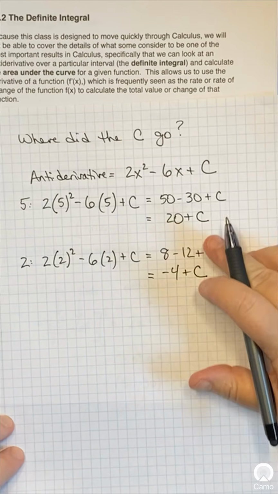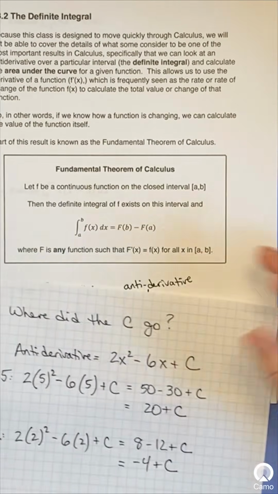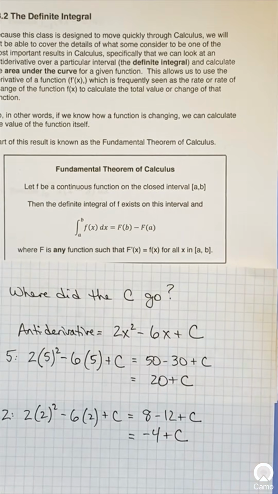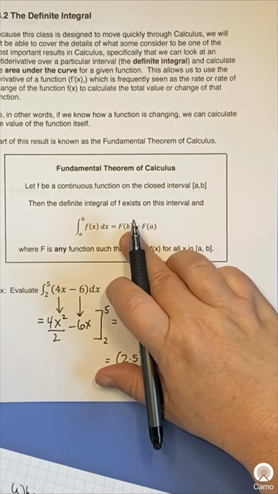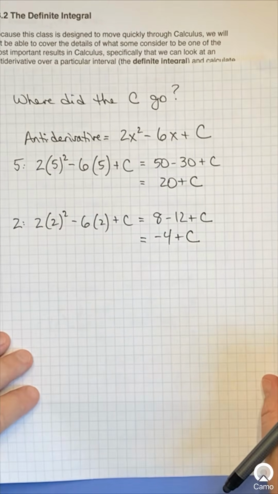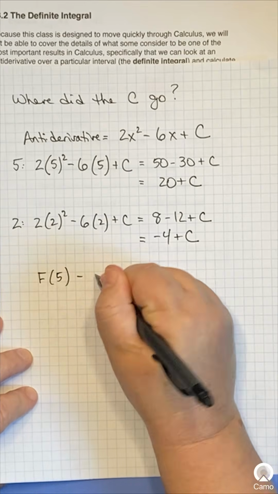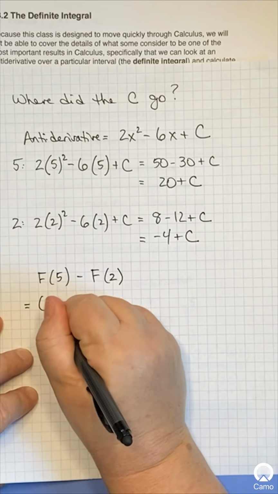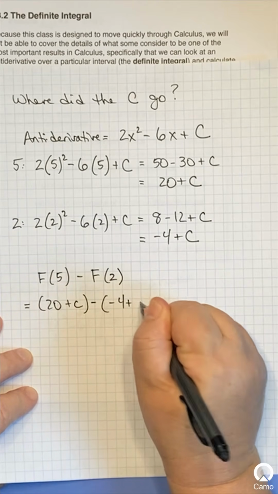Okay, so I evaluated at 5, I evaluated at 2. That's the Fundamental Theorem of Calculus. Evaluate the antiderivative at each endpoint, and then subtract them, right? So I have to subtract it right there. So capital F of 5 minus capital F of 2 equals 20 plus c minus negative 4 plus c.